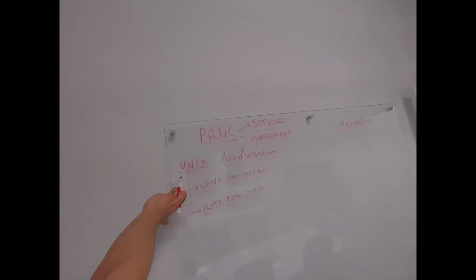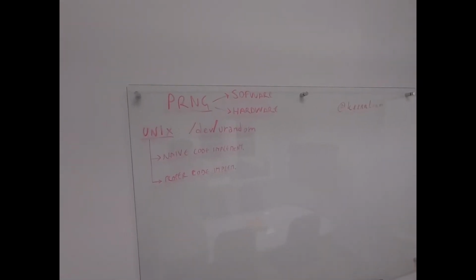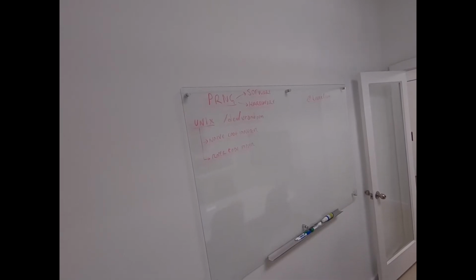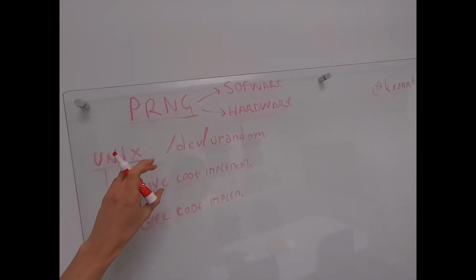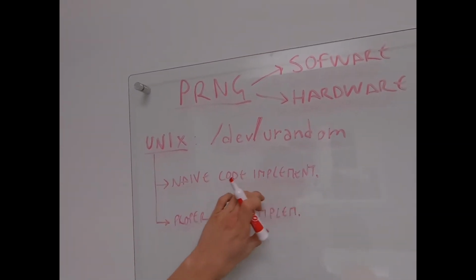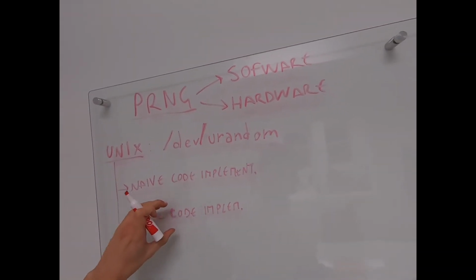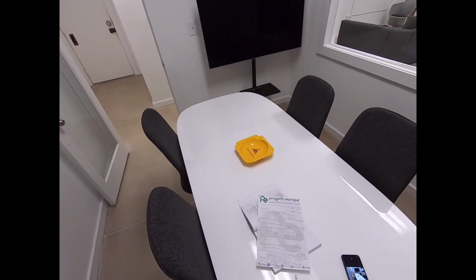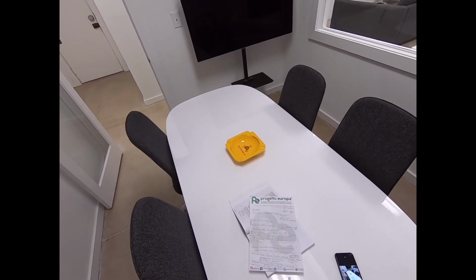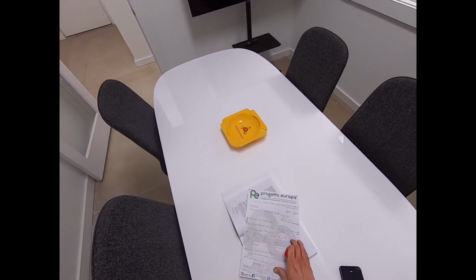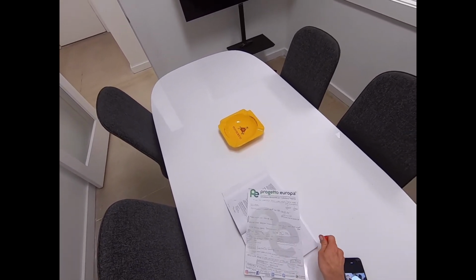The naive one is very short, and it's something that you and I and everyone would write if we were trying to implement a function that gives random numbers, but it's very insecure because it doesn't do all the checks that the proper code implementation does. I'm going to come back to this when we go to the computer.